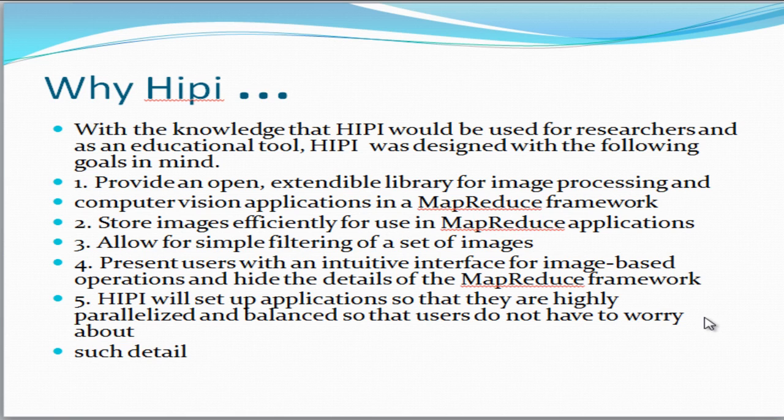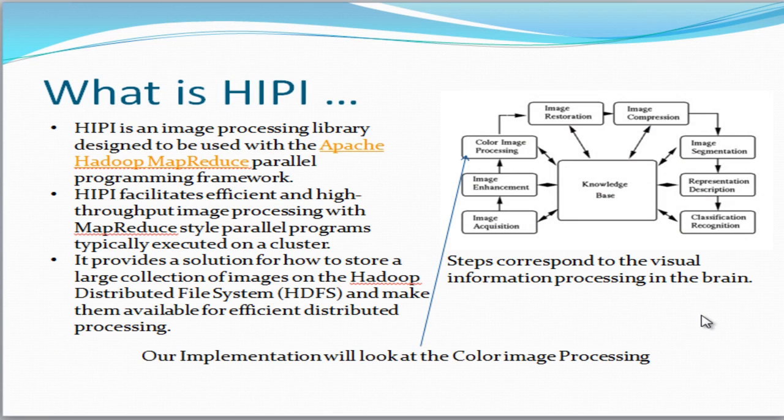Now, let's see what HIPI is. HIPI is an image processing library designed to be used with Apache Hadoop, as I explained earlier. It facilitates efficient and high throughput image processing with MapReduce style parallel programs, typically executed on a cluster. We'll be using a 4 machine cluster, 4 EC2 instances. It also provides a solution for how to store a large collection of images on the Hadoop distributed file system and make them available for efficient distributed processing.